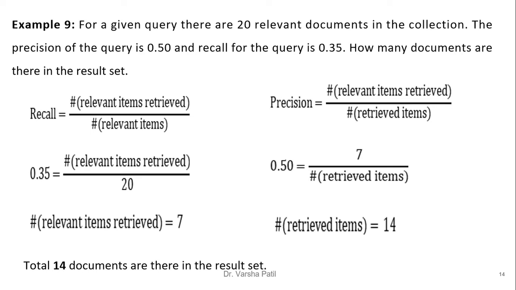For a given query, there are 20 relevant documents in the collection. The precision of the query is 0.50, and the recall score is 0.35. How many documents are there in the result set?